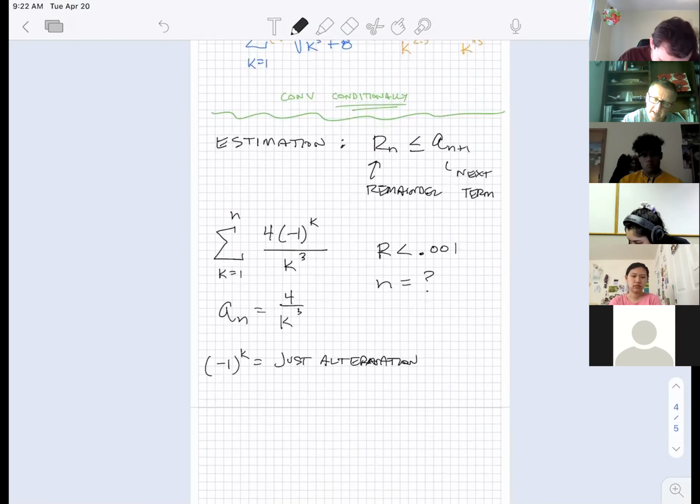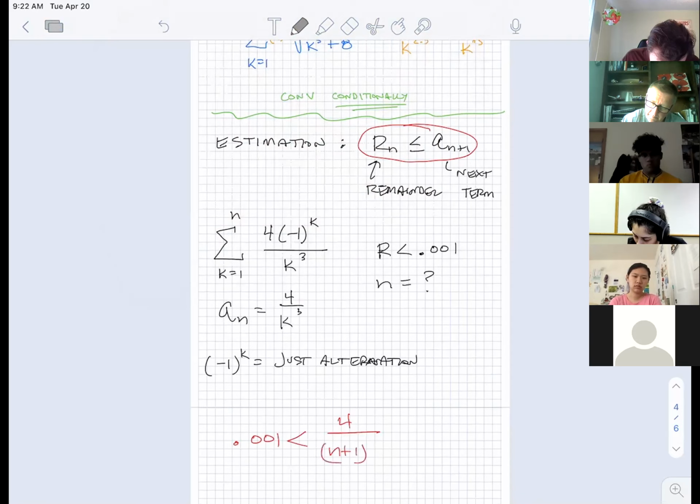So looking back then at this statement back here, my remainder is less than the next term. Well, aren't we saying that our remainder is supposed to be this, and we want that to be less than our next term, a sub n plus 1? Well, that would be 4 over n plus 1 cubed. I'm just replacing k with k plus 1. In other words, just the next term.